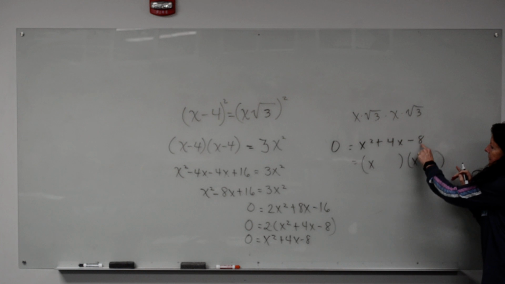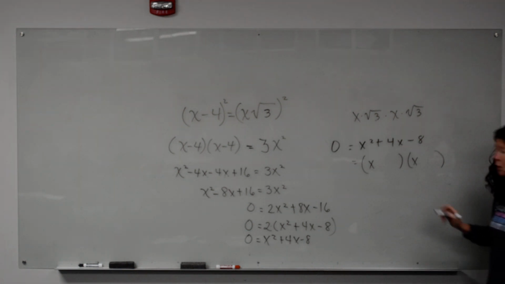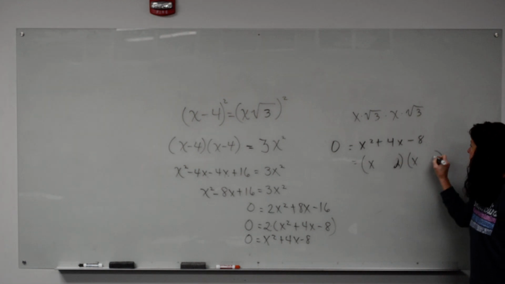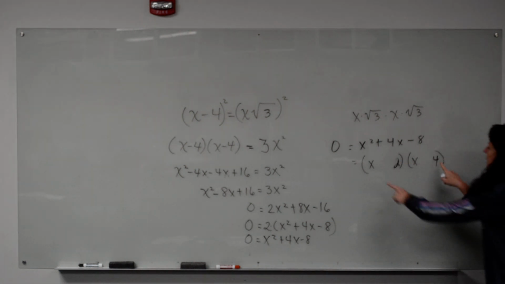This times this gives me that. What do I put there and there? 2 and 4. 2 and 4. Okay? It might be 1 and 8, but I doubt it. Okay, now I have to check outside.